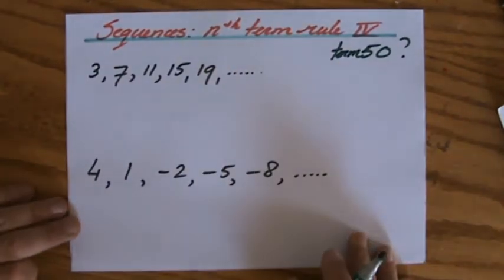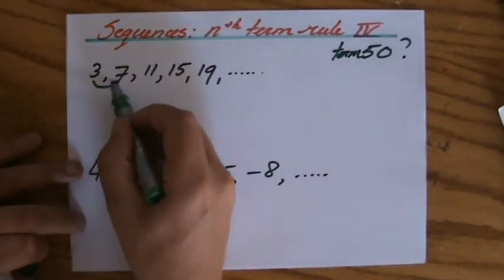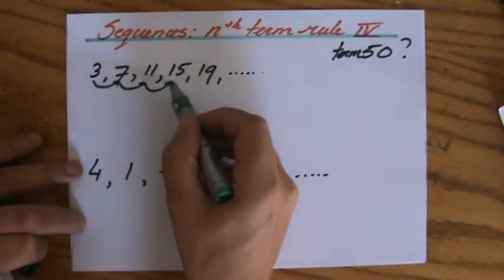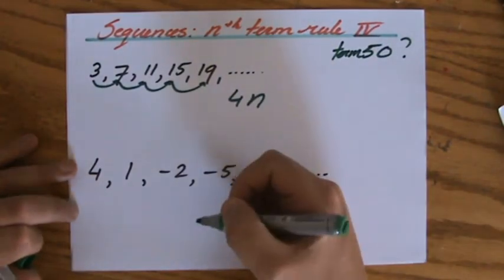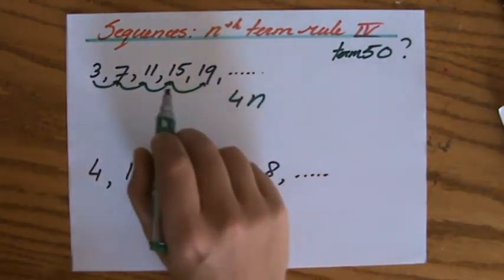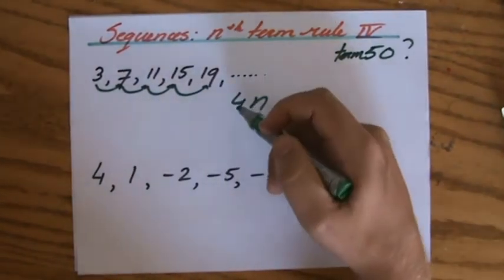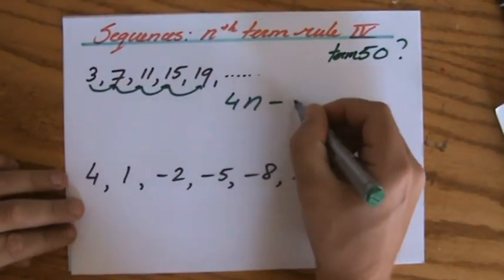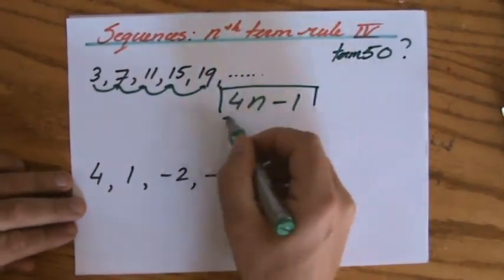Hopefully you've tried it. Let's have a look. I'm going to do this relatively quickly. The term to term rule is plus 4. Let me check that. Plus 4, yeah. So I'm going to write down 4n immediately. Is my first term 4? No, it's 3. What do I have to add or subtract to go from 4 to 3? I have to take away 1. I always check myself, because that is actually it. That's the end of term rule.